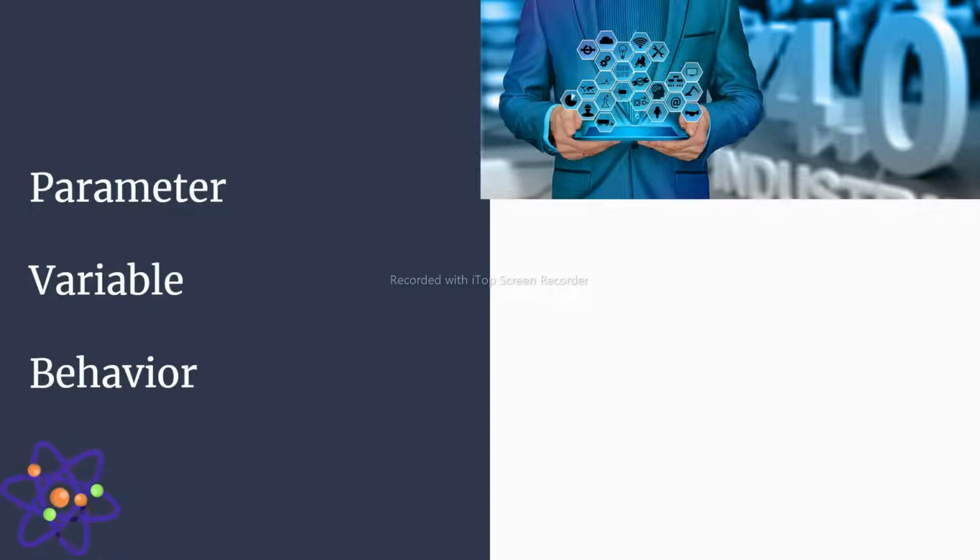Next is variable. Variables are elements within a system that can change or vary. They are often used to measure or describe the system's behavior. In an industrial context, variables can include production output, quality levels, employee productivity, and more. Next thing is behavior, or system behavior. System behavior refers to how a system's components interact and how the system responds to various inputs, changes, or disturbances over time.